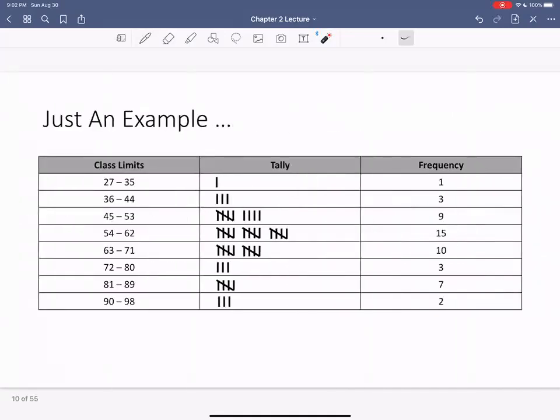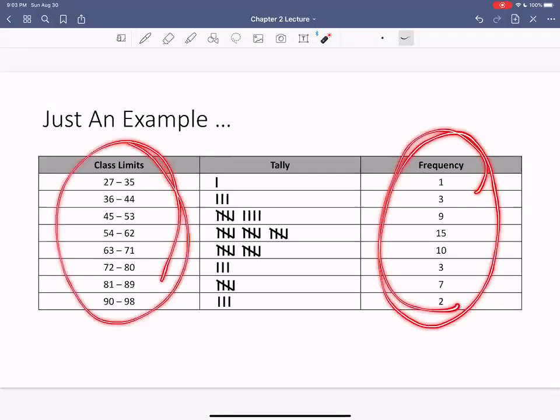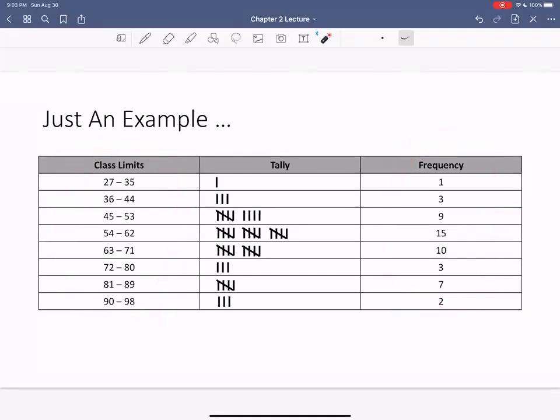So here's kind of what a frequency distribution table looks like. You have class limits, and some don't include the tally marks. This is just a very elementary way of making sure you count all the values there, and the frequency is really what you're looking at. So these two things are really what you can use to graph your histograms.